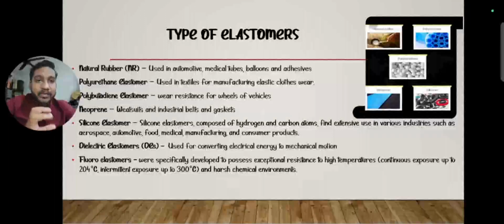Because silicone is composed of silicon and oxygen, which can make a good stiff material, and it can elongate easily and return to the original shape. Okay, and dielectric elastomers are used to convert electrical energy to mechanical motion. Fluoroelastomers are specifically developed to possess exceptional resistance to high temperature.